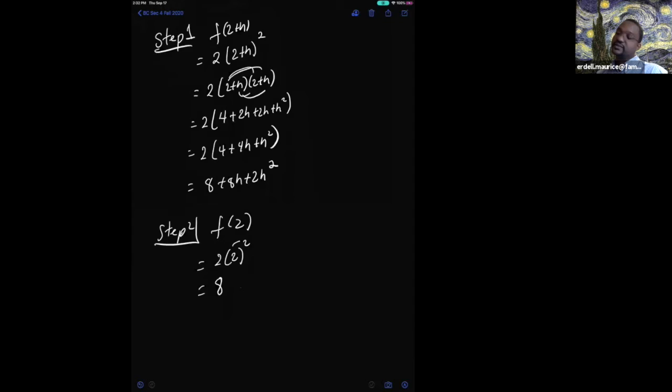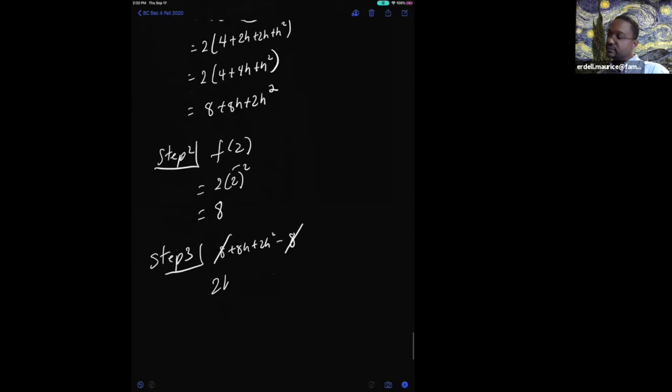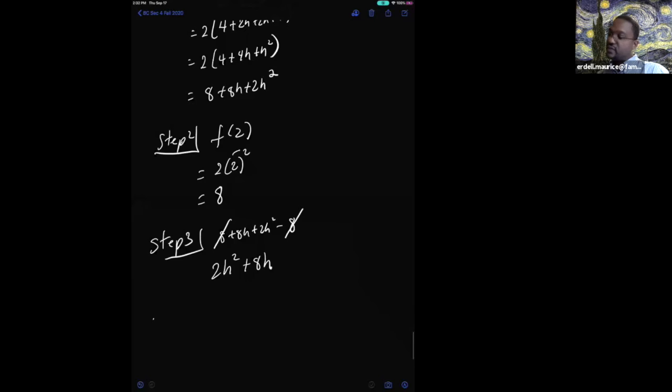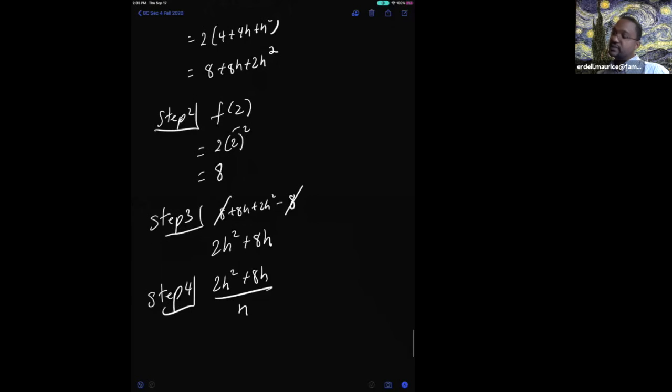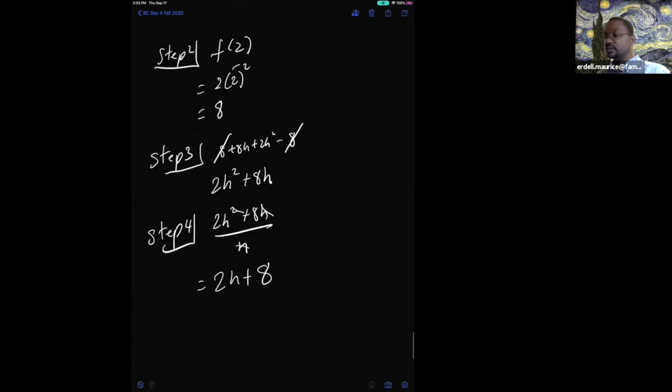Let's not go there. Step 3 is to subtract. So I go 8 plus 8h plus 2h squared minus 8. And then the 8's will cancel. And then step 4 is to divide by h. And so that will leave me with 2h plus 8.